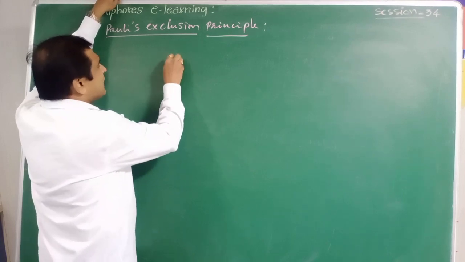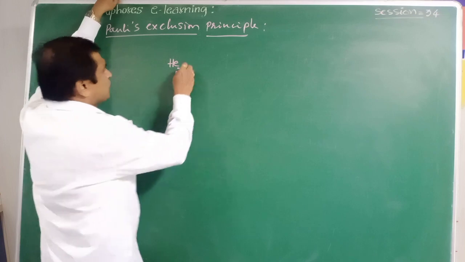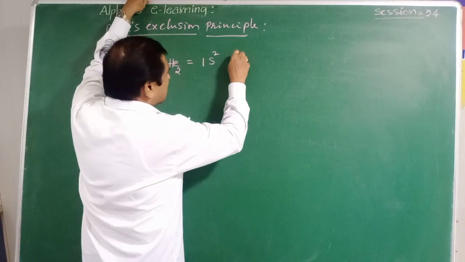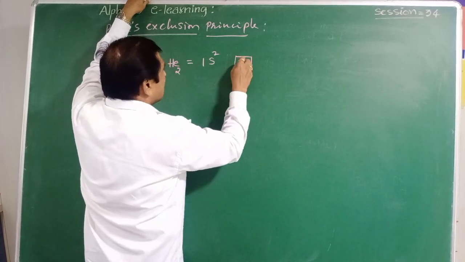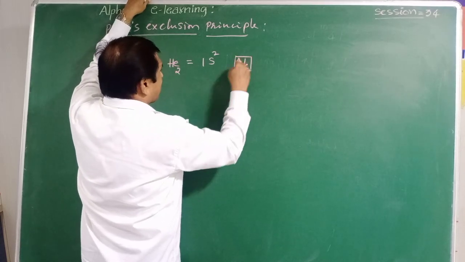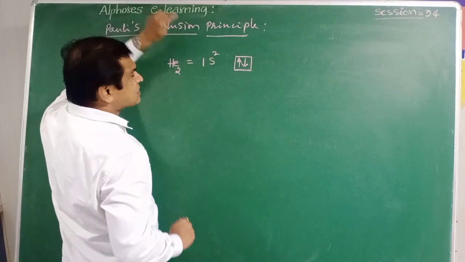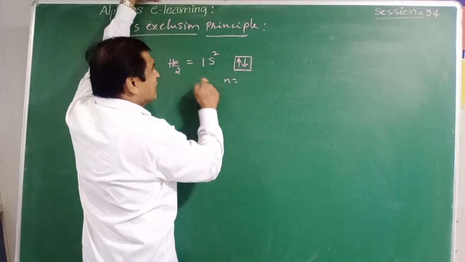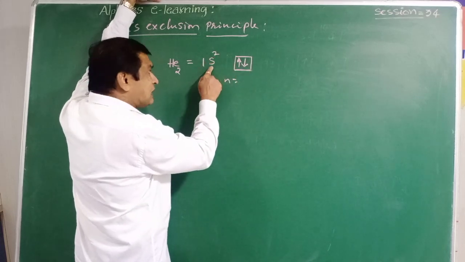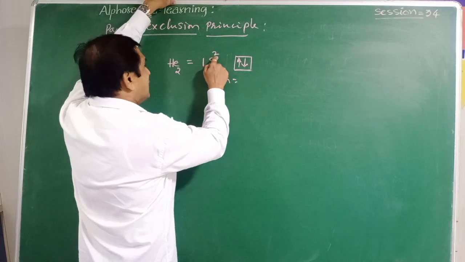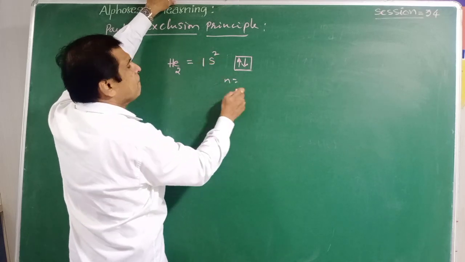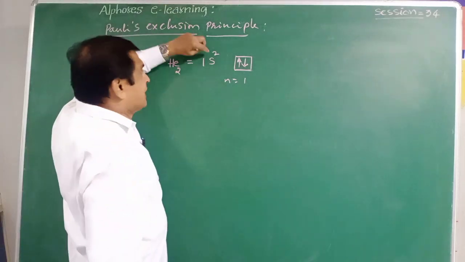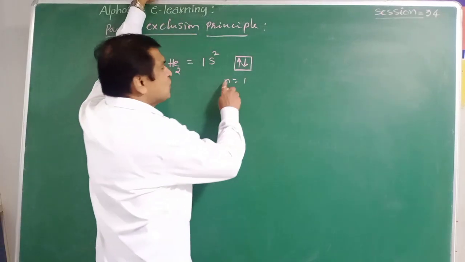See, for example, the helium atom. Helium's atomic number is 2. The configuration of the helium atom is 1s2. The s orbital contains only one orbital, and it has 2 electrons in it. What is the principal quantum number value for these 2 electrons? The 2 electrons belong to the s subshell of the first orbit, so n is equal to 1.